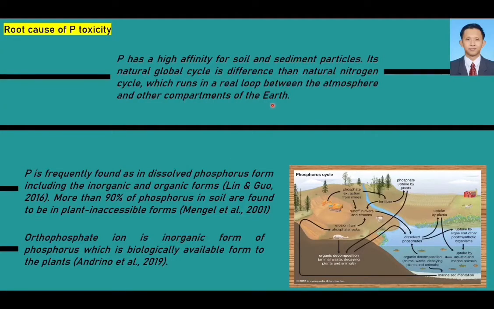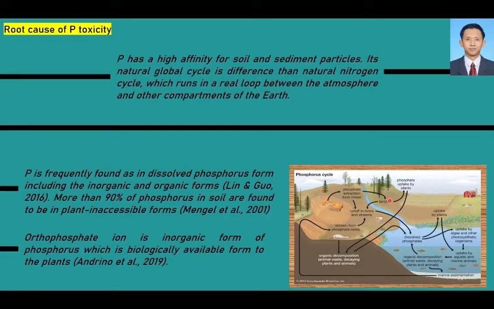So now, what is the root cause of phosphorus toxicity, particularly to the environment? Briefly, phosphorus has a high affinity for soil and sediment particles. Its natural global cycle is different from the natural nitrogen cycle, which runs in a real loop between the atmosphere and other compartments of the earth. By introducing phosphorus from mining phosphate rocks, either as a fertilizer or other products, humans amplify the imbalance in the natural phosphorus cycle.